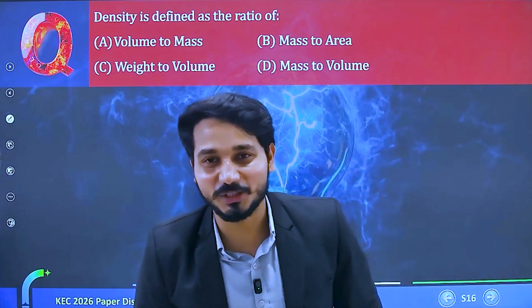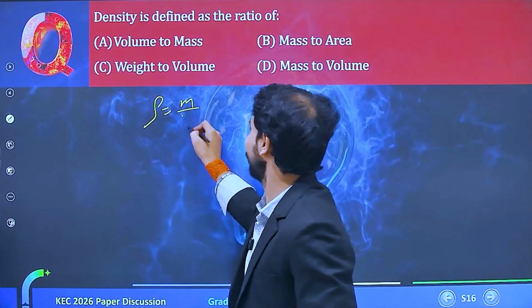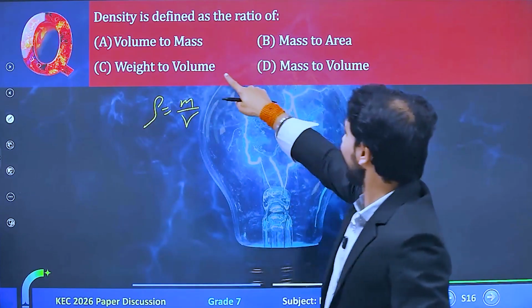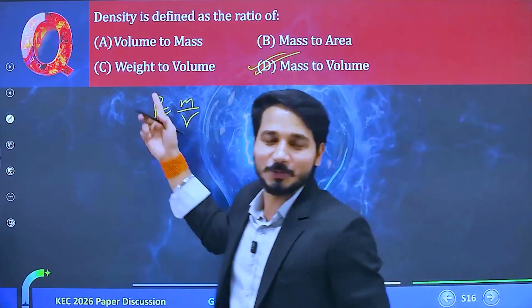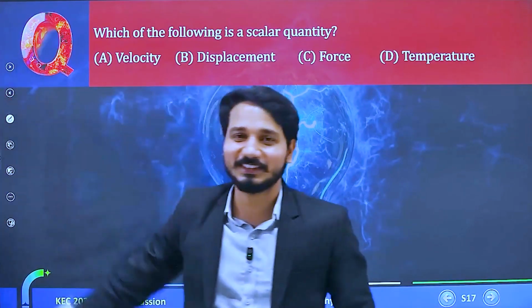Moving ahead to the next. Density is defined as the ratio of. We have discussed this in our starting question also. Density is equal to mass by volume, so the ratio will be mass to volume. Option A, no. Volume to mass, no. Mass to area, no. Option D is the correct answer for this question.